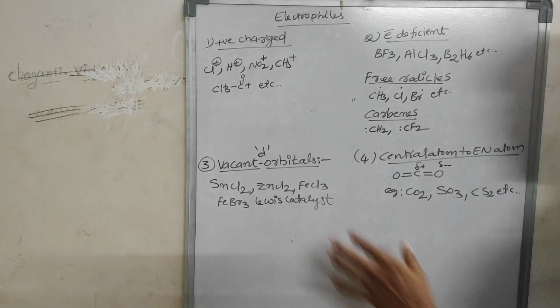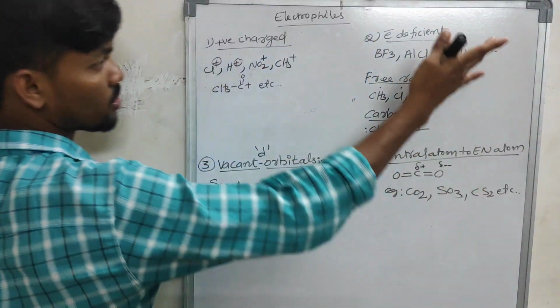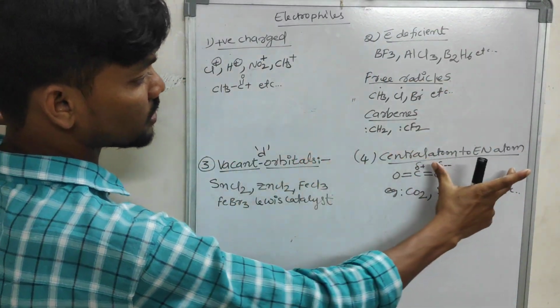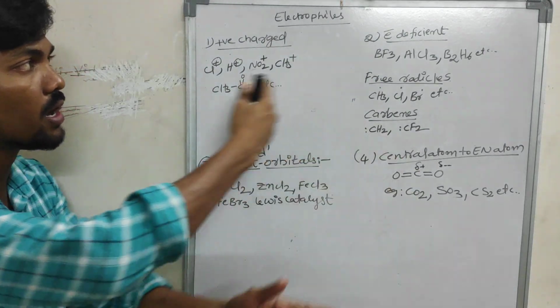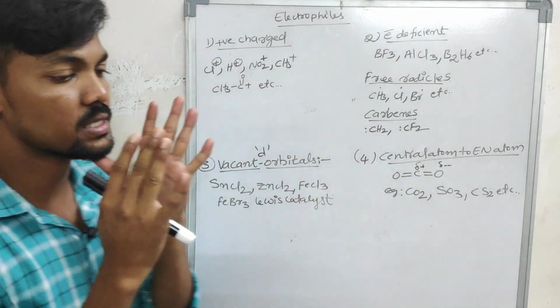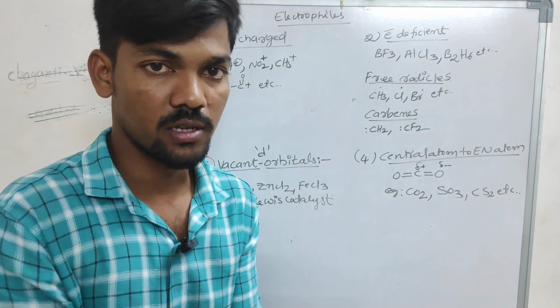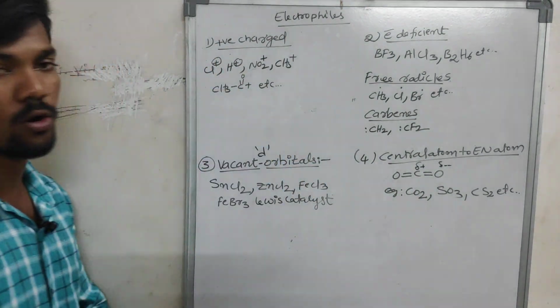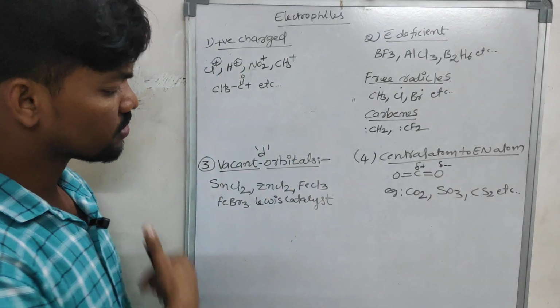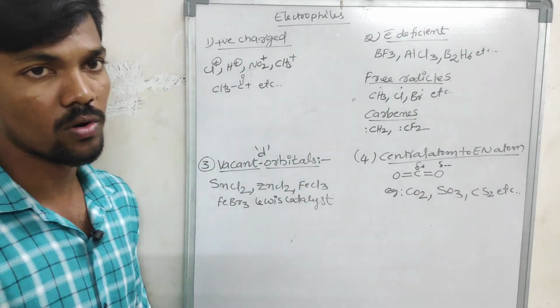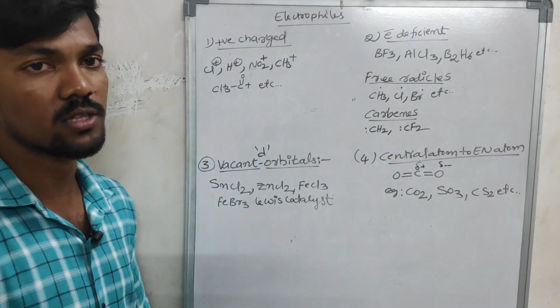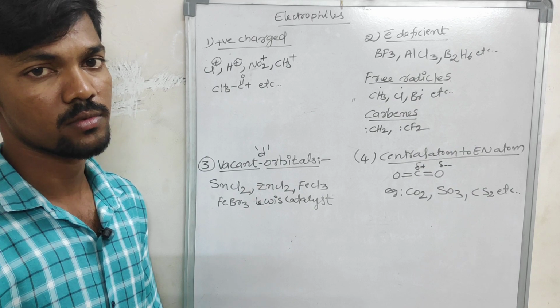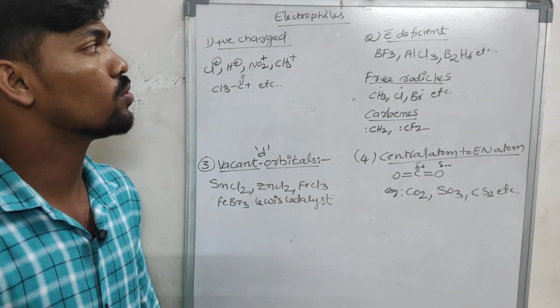These are electrophiles: positive charge, electron deficient, vacant d orbital, central atom attached to an electronegative atom. Don't judge only by seeing a positive charge on the atom. Here a positive charge is there, so okay, electrophile. But in compounds like SnCl2 and ZnCl2, you might say it is not an electrophile because positive charge is not there. That is wrong, so don't do that.